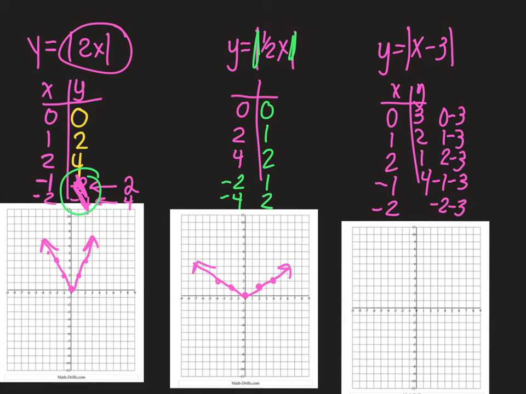-2 minus 3 is -5, but I make it positive. Okay, well, I don't know. Maybe we're not picking the right numbers here because I'm not getting any matches.